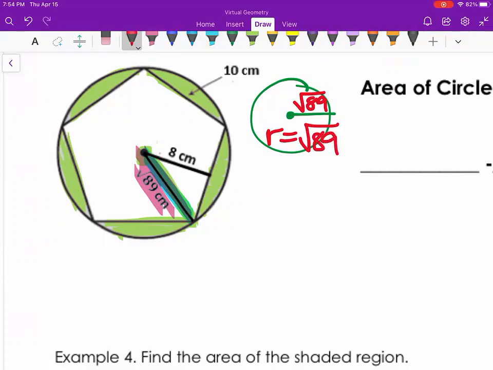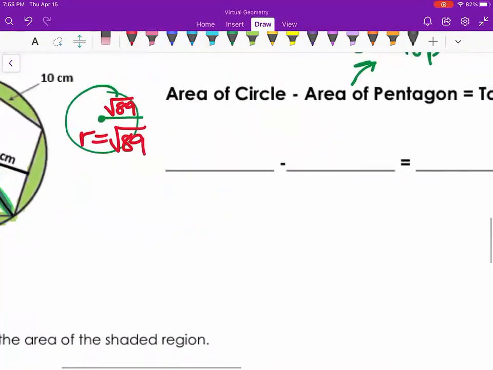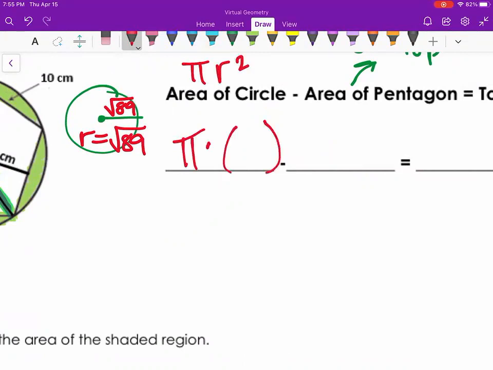So let's get that part of the formula first. Area of the circle. So pi r squared. So that's going to be pi times. Now, because I'm having to put an exponent with this square root, you do really want the parentheses here. So pi times radius squared.